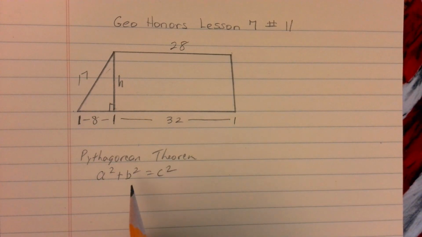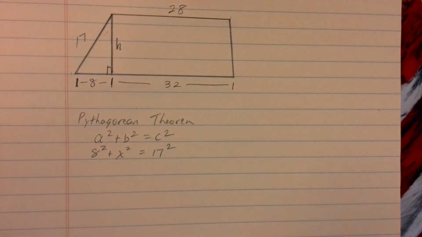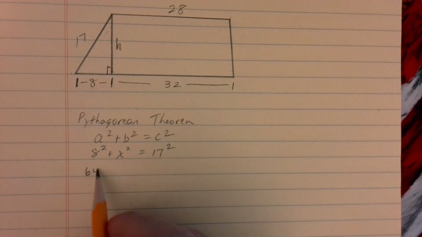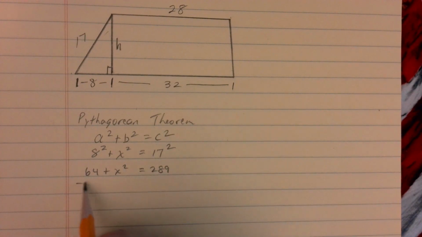And so I know that 8 is one of the legs. The height, or x, is the other leg. And then 17 is the hypotenuse. So I'm going to solve for x right here. 8 squared is 64. 17 squared is 289. I'm going to subtract 64 from each side.